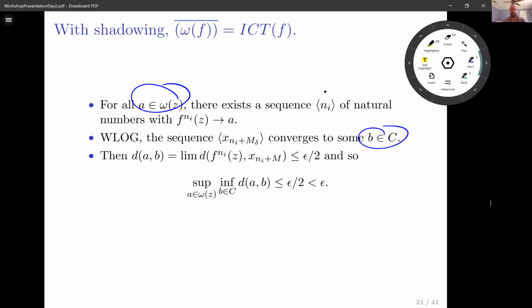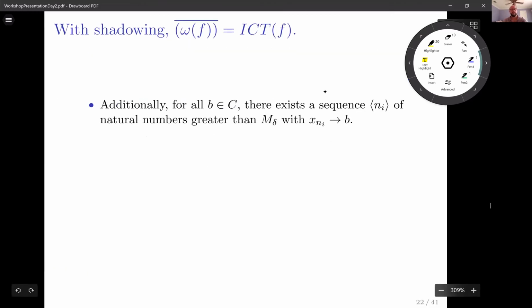The distance from a to b is equal to the limit of the distance from f^{n_i}(z) to x_{n_i+m_delta}. These things converge to a, these things converge to b, and because the pairwise distance is less than epsilon over 2, the distance of the limit is less than or equal to epsilon over 2. Which means that the supremum as a ranges of the infimum as b ranges is less than or equal to epsilon over 2, which is less than epsilon.